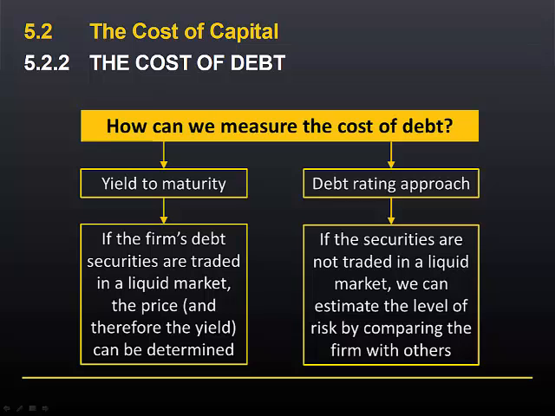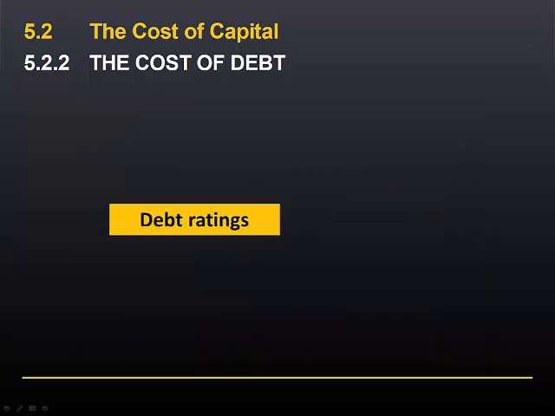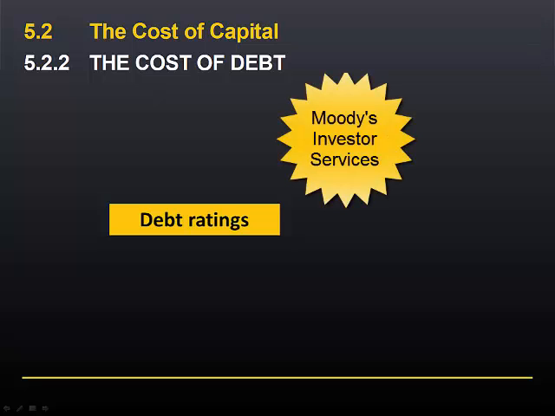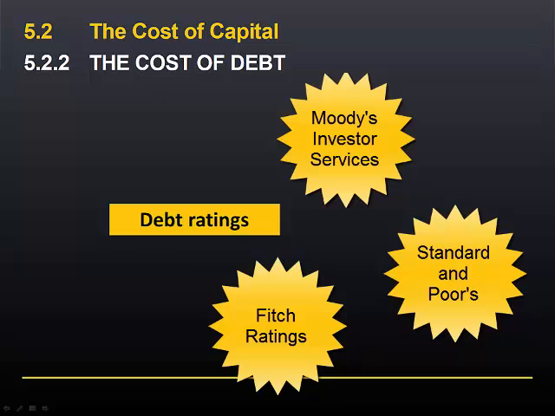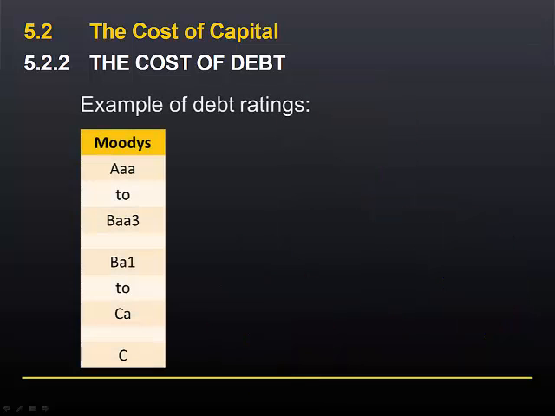Often a firm's debt securities are not traded in a liquid market, and therefore an alternative approach is the debt rating approach. This involves comparing the firm with other firms of a similar risk, and assuming that if they have the same level of risk, their cost of capital should be the same. To use this approach, we need debt ratings. These are issued by companies such as Moody's, Standard & Poor's, and Fitch. This is an example of the ratings that they issue.